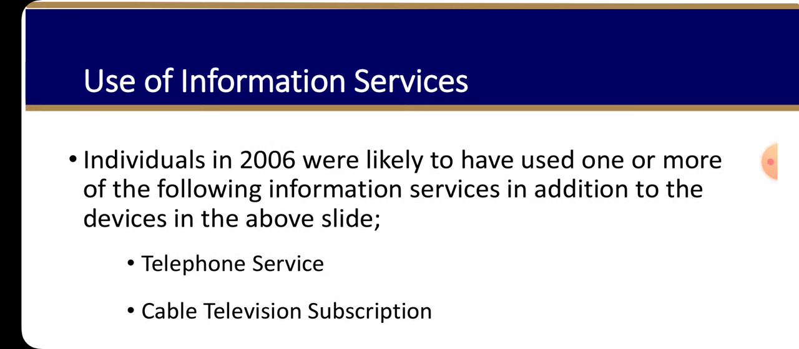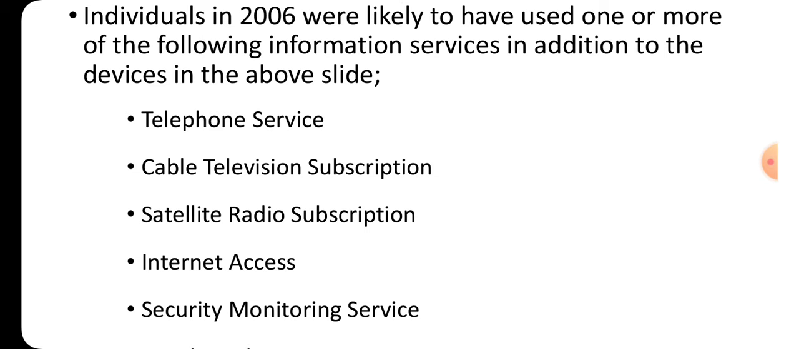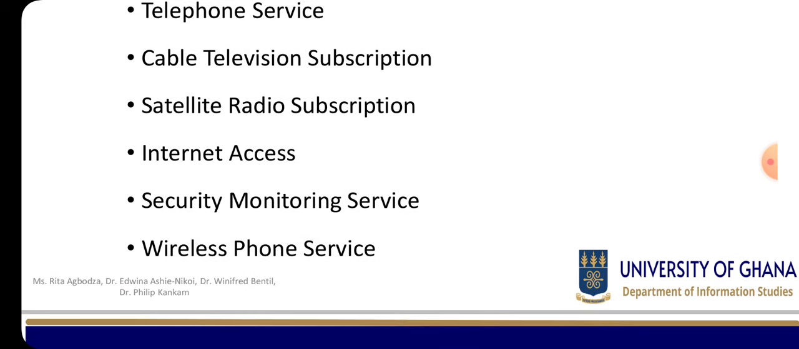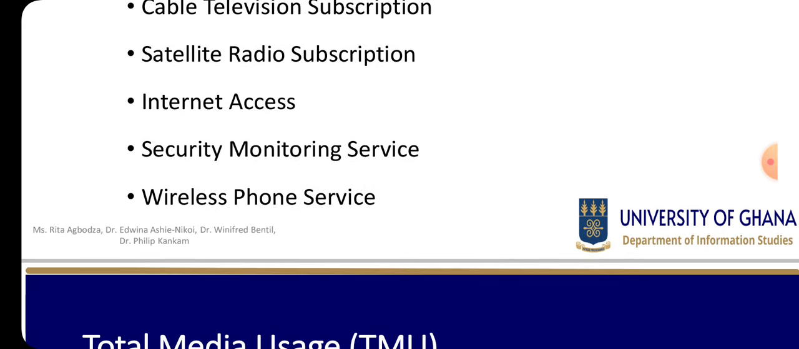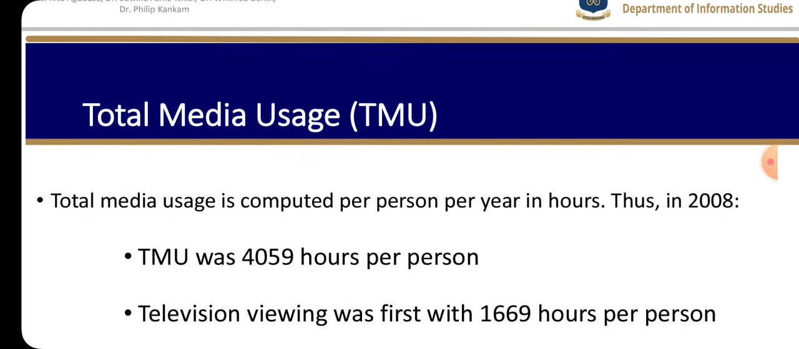And let's look at the uses of information. So individuals in 2006 were likely to have used one or more of the following information services in addition to the devices in the above slide. They were likely to use television services, cable television subscription, satellite radio subscription, internet access, security monitoring service, wireless phone service.